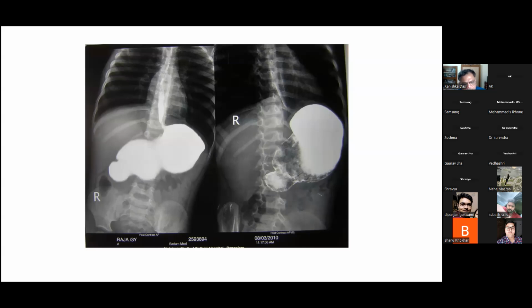Right. Okay. So you've done a scopy and you find that there's a narrowing there. You're barely able to put anything across. So what is your management? What will you do? I will have to bypass this obstruction, so I could go for a gastrojejunostomy.